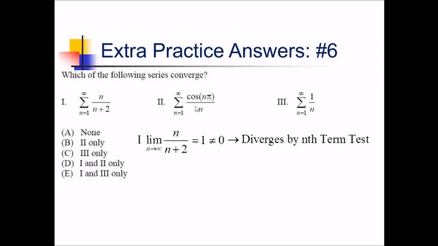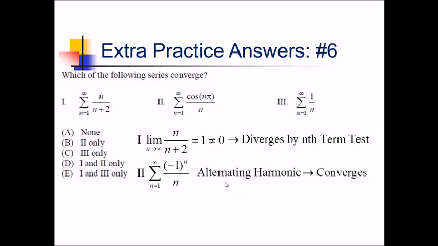This next one, this cosine of n times pi, that's actually equivalent to negative 1 to the n. Because as you take higher and higher integral values of n, we've got cosine of pi, cosine of 2 pi, cosine of 3 pi. We're just going back and forth between negative and positive 1. So this is actually the alternating harmonic series in disguise, and we know that that converges, so at least choice 2 converges. Now looking at option 3, 1 over n, we know that that is the harmonic series, which is known to diverge, so only 2 converged, giving us choice B.